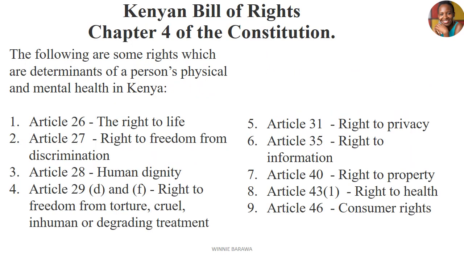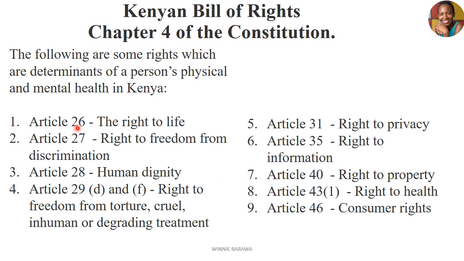Let's come down to the National Bill of Rights, focusing on the Kenyan Bill of Rights. The Bill of Rights in Kenya is in Chapter 4 of the Constitution of Kenya of 2010. So the following are some of the rights which are determinants of a person's physical and mental health in Kenya, looking at the several articles here, from the first article to the ninth article.